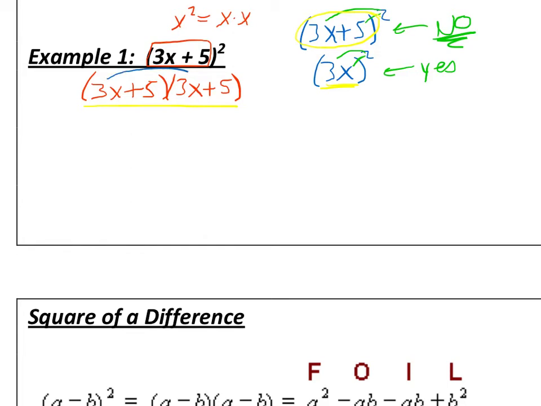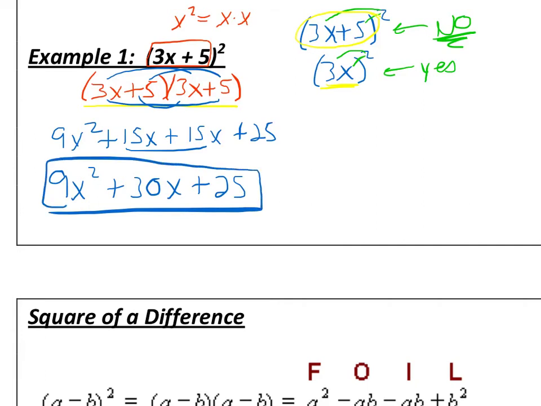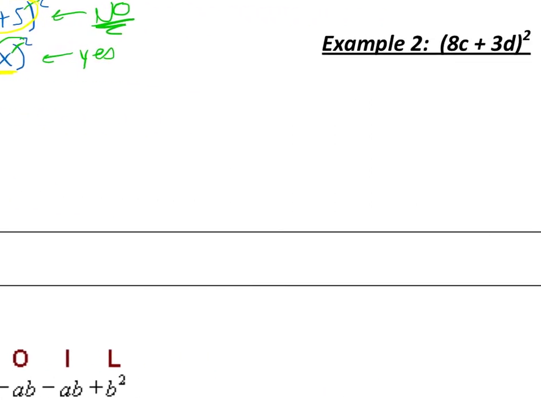Which is a FOIL. So first times first, outside, inside, and last. So we have 9x squared. We happen to have two like terms, so we combine them, and this is our finished answer. So, next one.